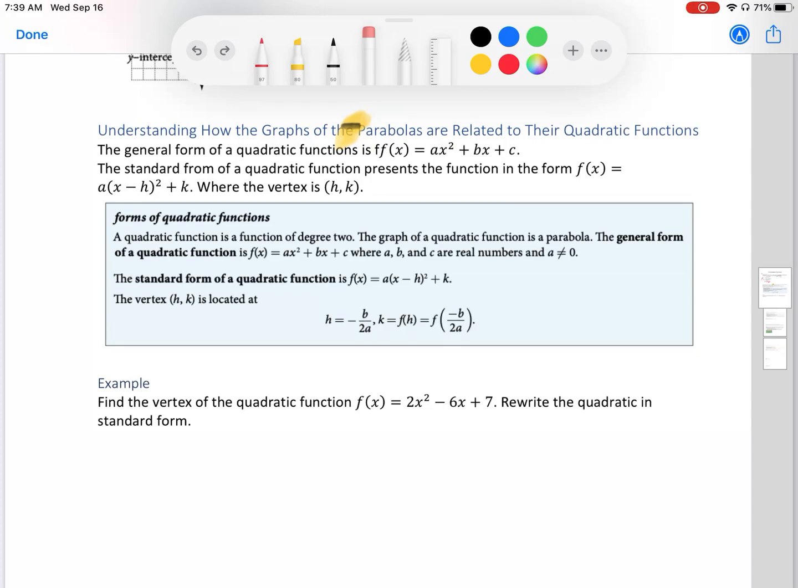What's nice about the standard form is that I can easily pick out your vertex, your h comma k. When it's written in general form, I can't pick it out as easily. For that, I have to use this formula. To find the h of our vertex, we use the value negative b over 2a. To find the k, we just input that value into our function, f of negative b over 2a.